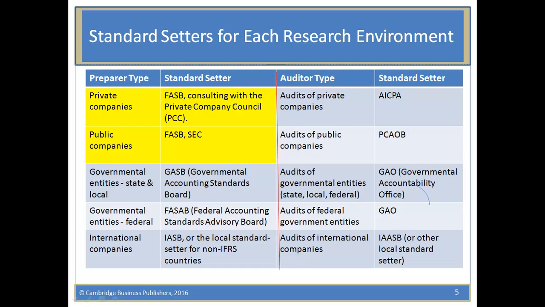This grid shows the standard setters for each research environment. The first two columns focus on preparer type, and the last two columns focus on auditor type. Accounting 2375 covers preparer types, private companies, and public companies. The standard setters are the FASB, consulting with the Private Company Council, and the SEC.